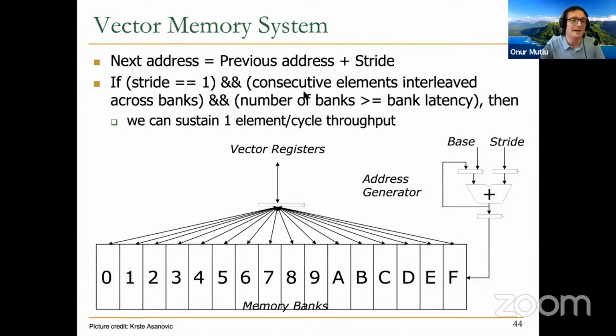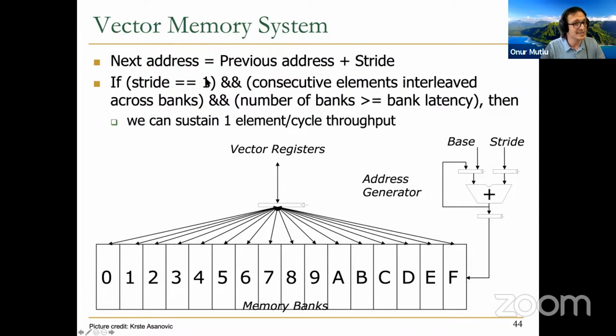Okay, let me give you another example. You have 16 banks like this. This example has 16 banks, right? Consecutive elements are interleaved across banks. So element 0 or word 0 is here, word 1 is here, word 2 is here, word 15 is in bank 15. Word 16 is in bank 0 again, right? Basically, consecutive elements are in consecutive banks. This is great if stride is 1. What if your stride is 16? Now you have a problem, right?